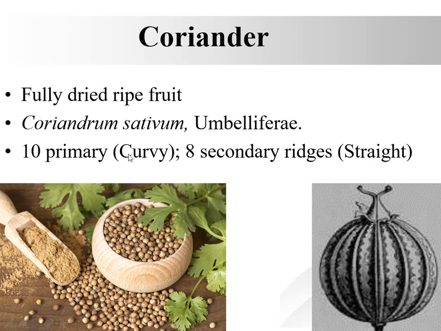Another trick to remember the style of the ridges is P for primary ridges, curvy, whereas S for secondary and S for straight. So secondary ridges are straight and 8 in number. However, primary ridges are curvy or wavy and are 10 in number.